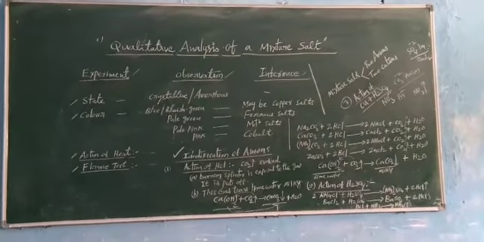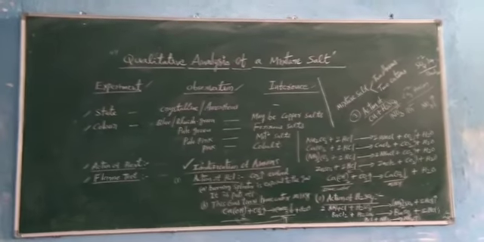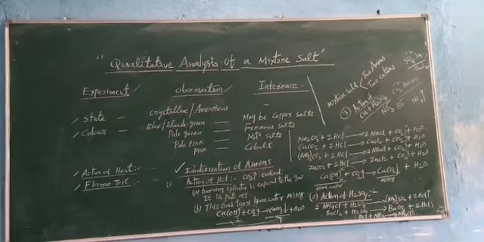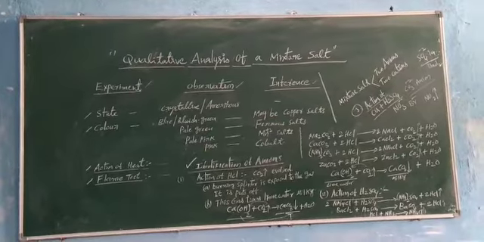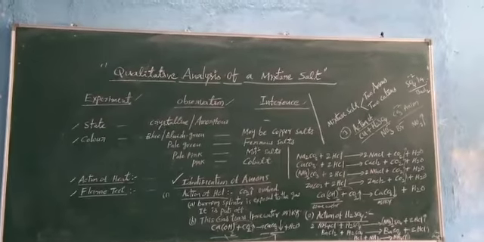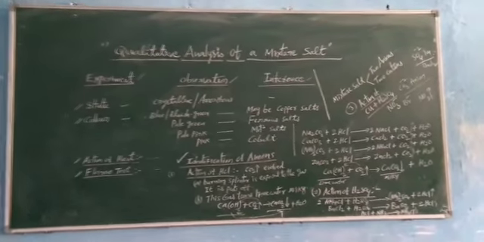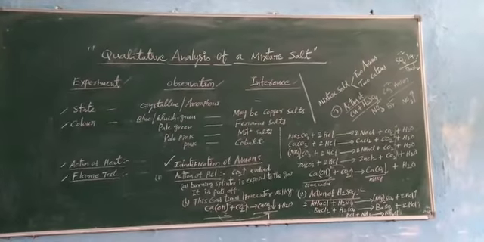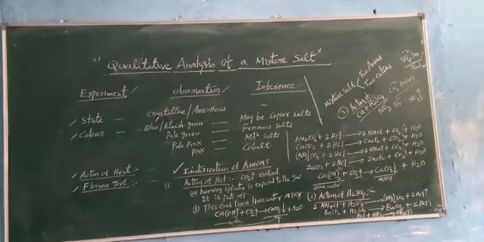So next reaction we have to observe is the action with concentrated H2SO4 and ethyl alcohol. To a small amount of the mixture, a few drops of concentrated H2SO4 and ethyl alcohol are added, and on heating, the resulting solution is poured into a beaker containing sodium carbonate solution. A fruity odor, or vinegar smell, is given out. It indicates the presence of acetate ion.